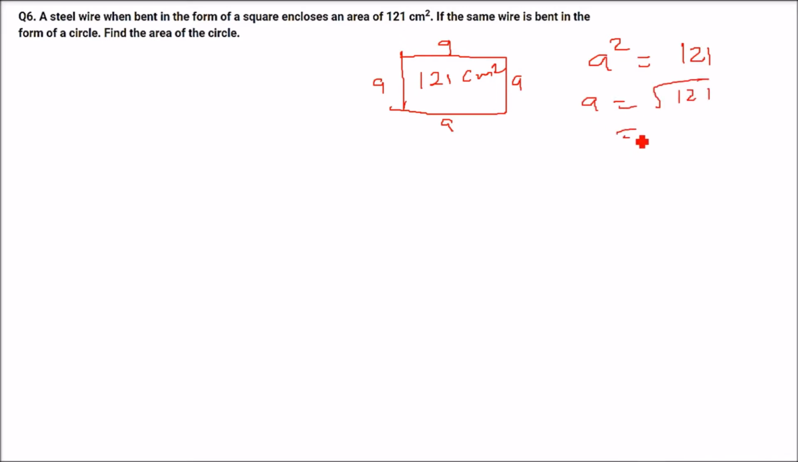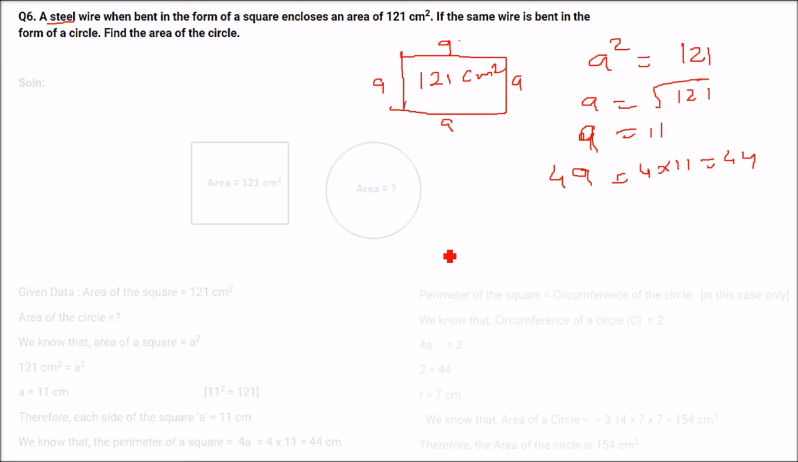And a will be equal to the square root of 121. This is going to be 11. So the side of this square is 11. And what is the perimeter of a square? That is going to be 4a, 4 into side. So 4 into 11, that is going to be 44. Now this is 44, and that means the length of the steel wire is 44.